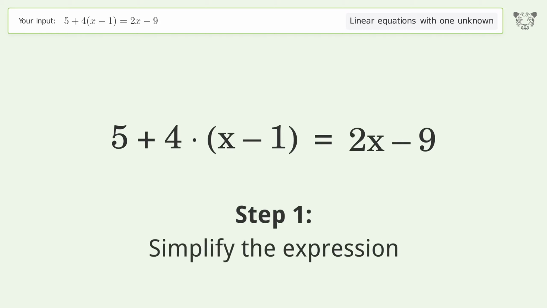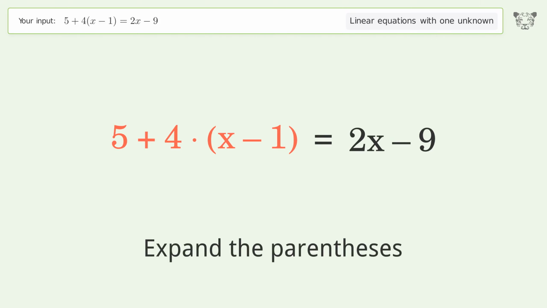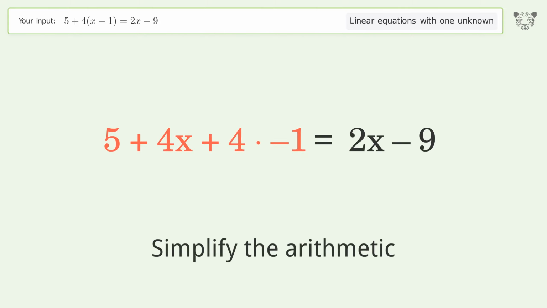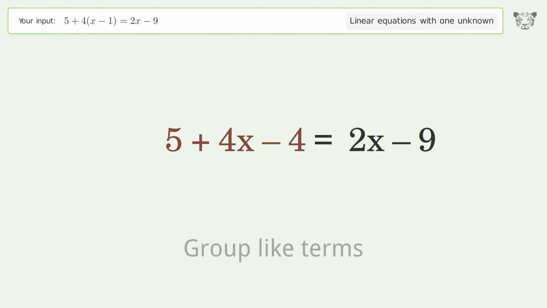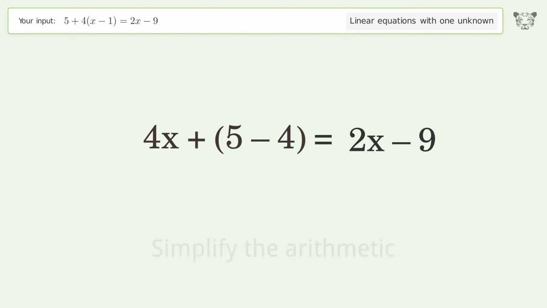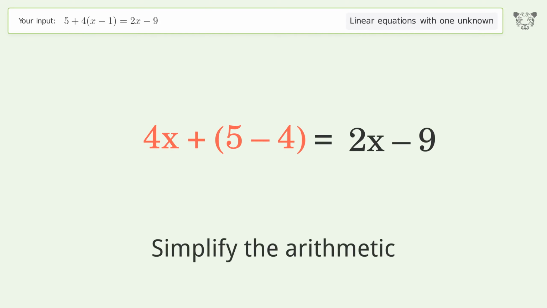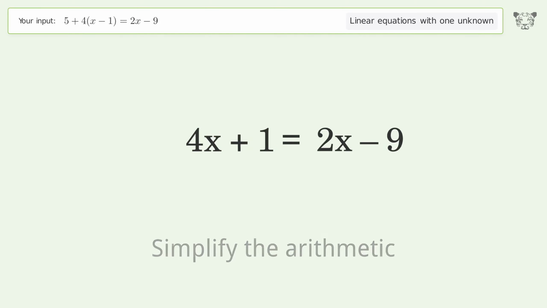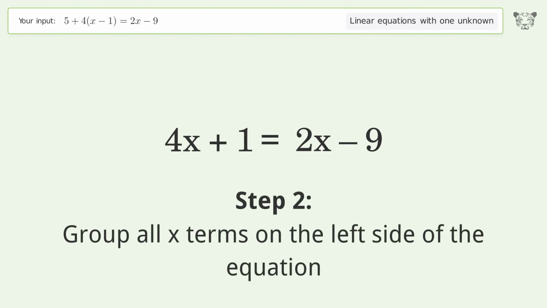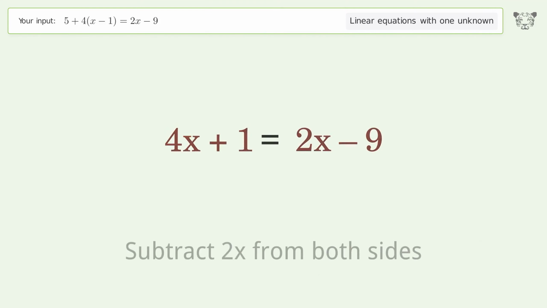Simplify the expression. Expand the parentheses. Simplify the arithmetic. Group like terms. Simplify the arithmetic. Group all x terms on the left side of the equation. Subtract 2x from both sides.